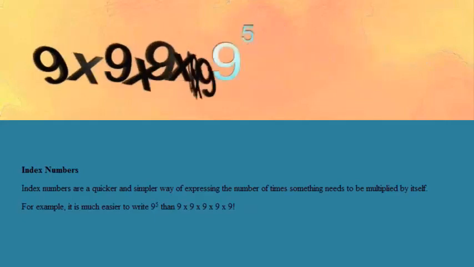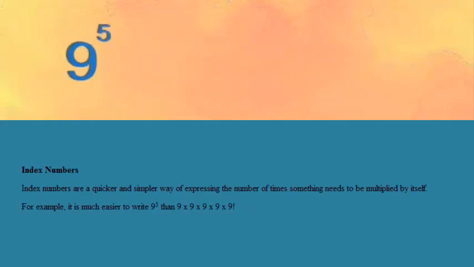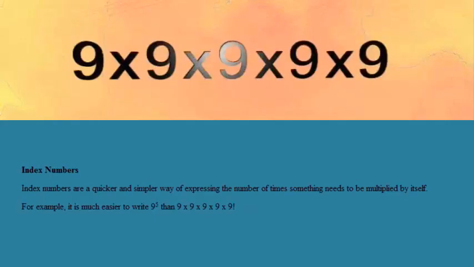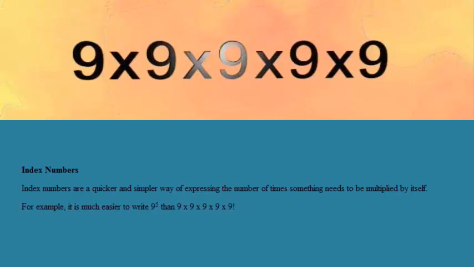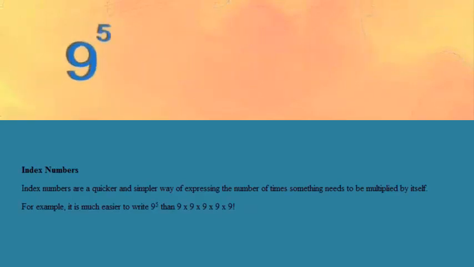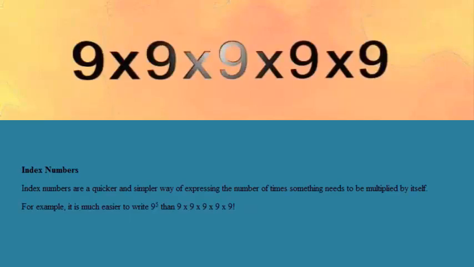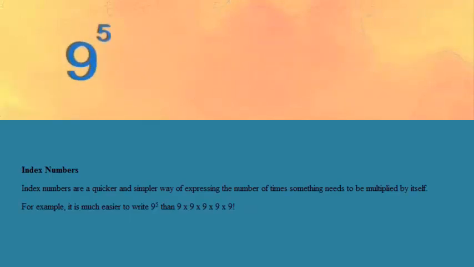Index numbers. Index numbers are a quicker and simpler way of expressing the number of times something needs to be multiplied by itself. For example, it is much easier to write 9 to the power of 5 than 9 times 9 times 9 times 9 times 9.